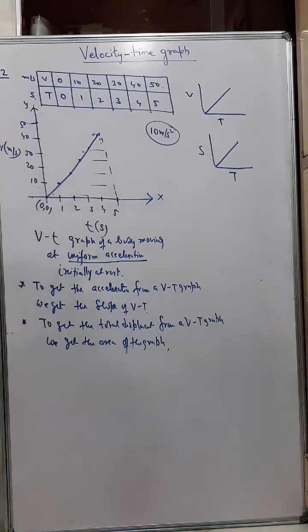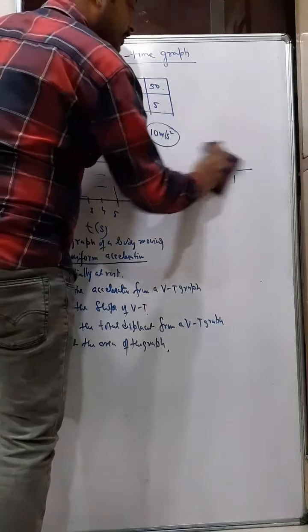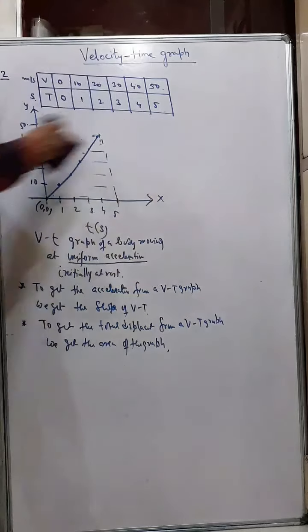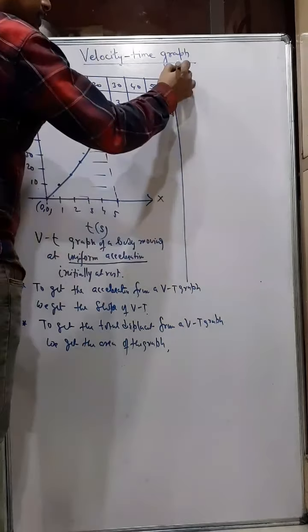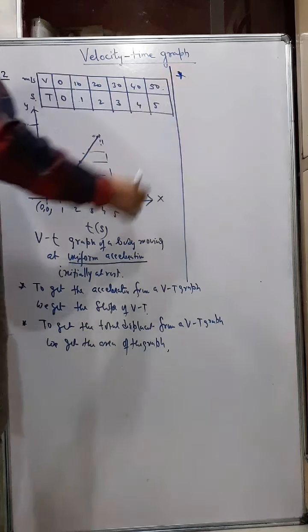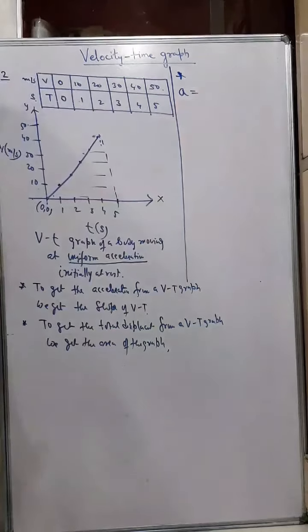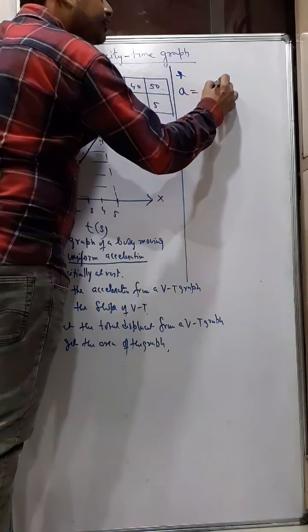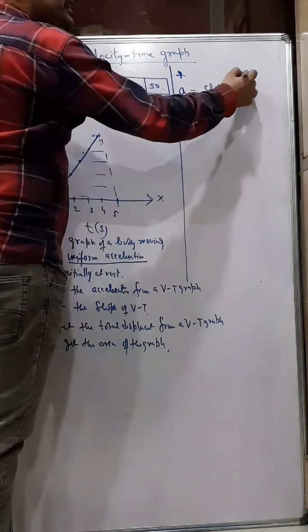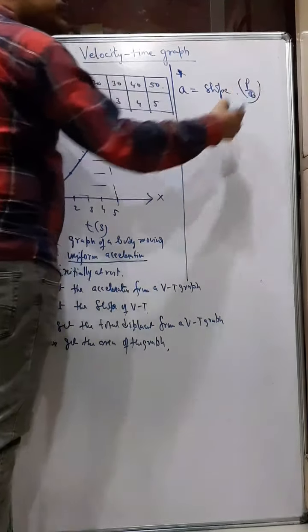Now see here. Now to get the acceleration from VT graph means it is slope. And slope means, you know, it is perpendicular by base of the graph.